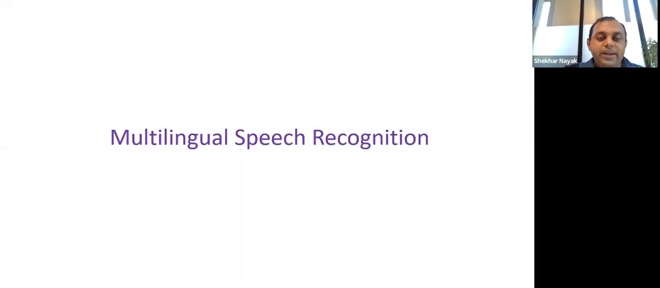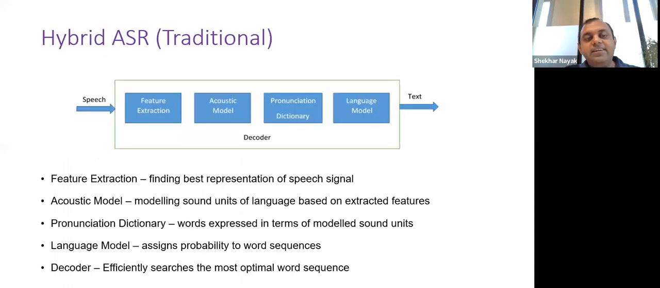So going into the first, multilingual speech recognition. So basically speech recognition in the traditional sense, the hybrid speech recognition systems, basically conversion from speech to text, had several different modules which used to be independent of each other, and they used to be trained separately. So from the speech you extract features, and then you train an acoustic model to map the features to the corresponding text.